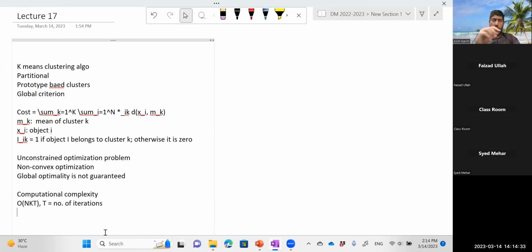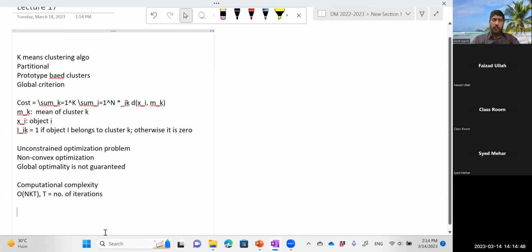Okay. So in each loop, we compare each object with each cluster mean. So there are n objects and there are k clusters. So nk यहाँ से आ गया, और फिर वो पूरा प्रोसेस कितनी दफ़ा रिपीट होता है? इन जनरल वो t दफ़ा रिपीट होता है, which is the number of iterations.